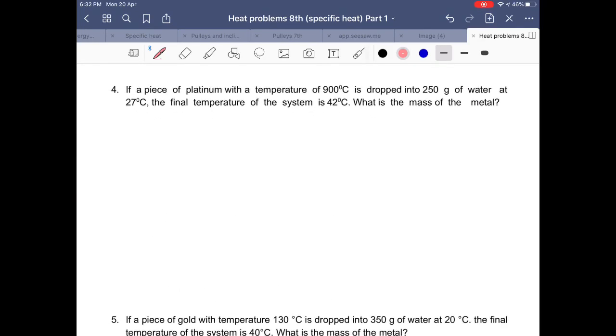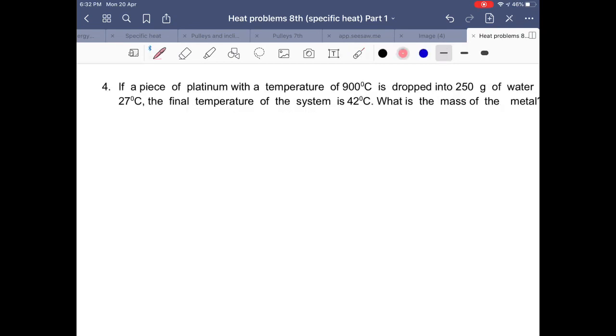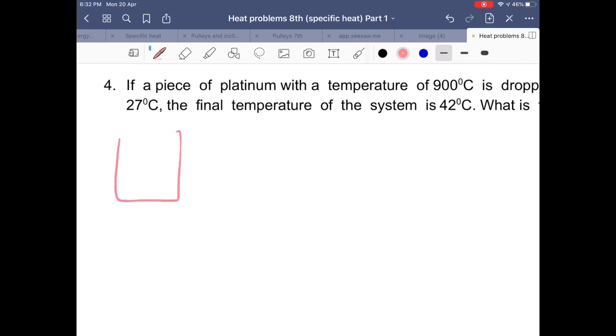Now, in this one, if a piece of platinum with a temperature of 900 degrees Celsius is dropped into 250 grams of water at 27 degrees Celsius, the final temperature of the system is 42 degrees Celsius. What is the mass of the metal?